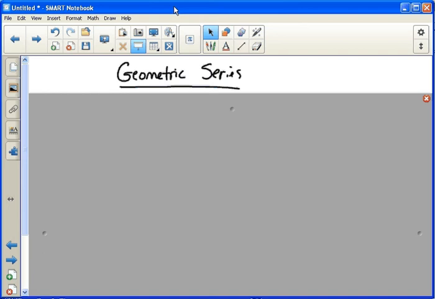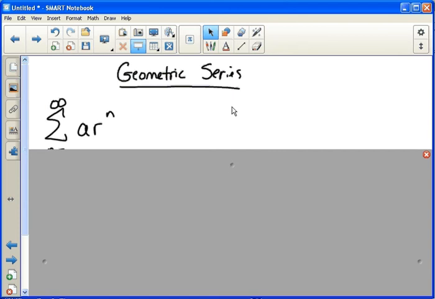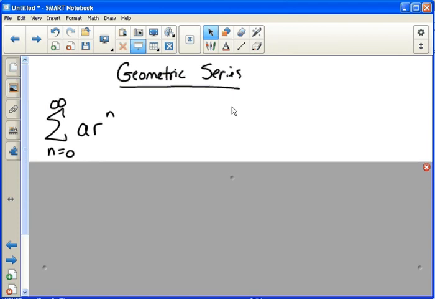Geometric series are a very specific type of series. And this type of series has a very specific rule as to how to find out if it's converging or diverging. So let's look at what the geometric series looks like first. This is the general form.